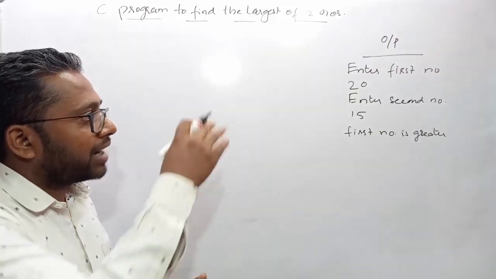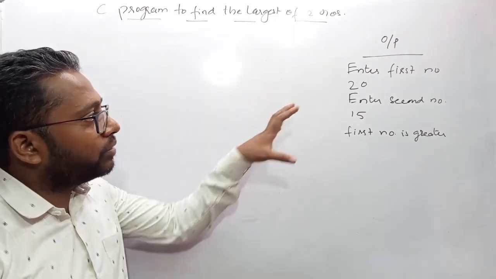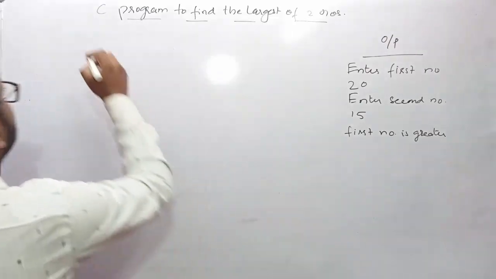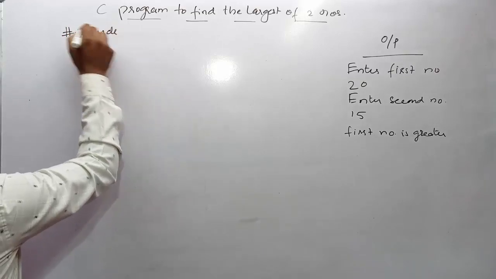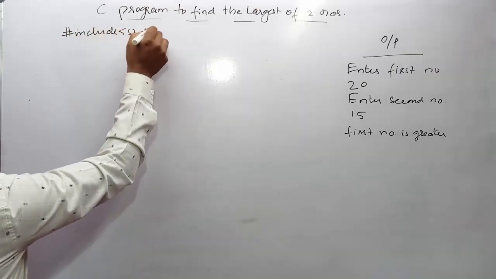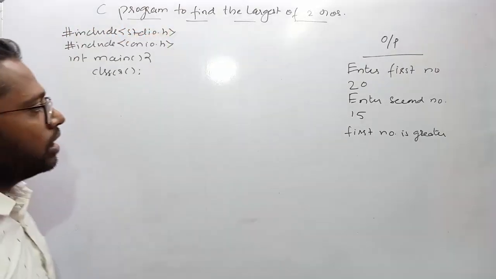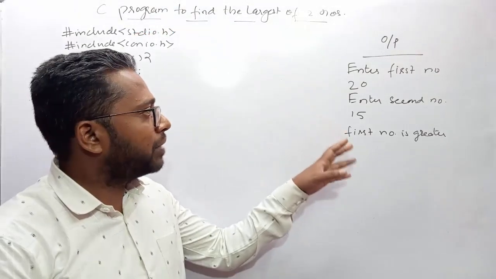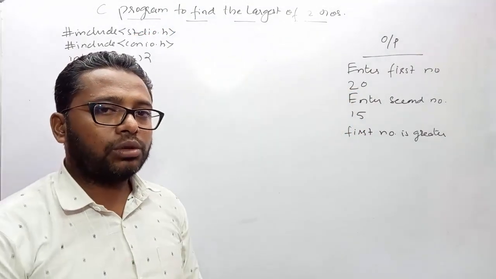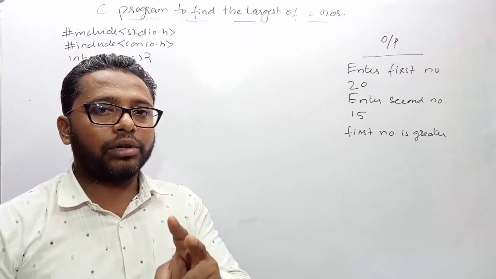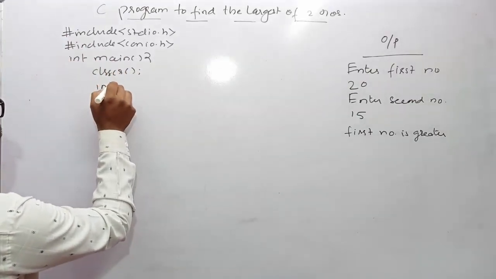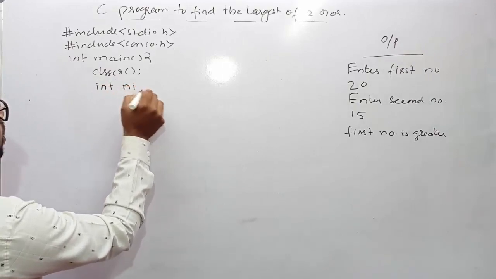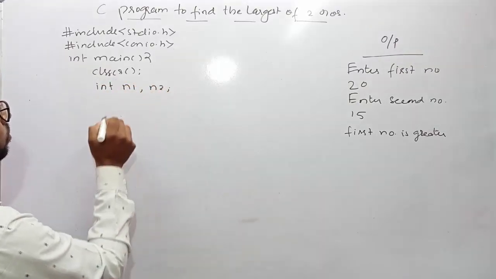So now let us start writing this program with the help of this output. So first I will include the header files. #include <stdio.h>. Now since in this program I am expecting two values from the user, I need to create two variables of type integer. Now I will create those two variables, int n1 and n2.